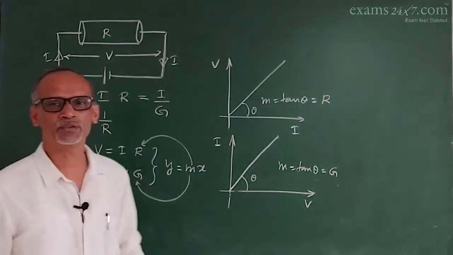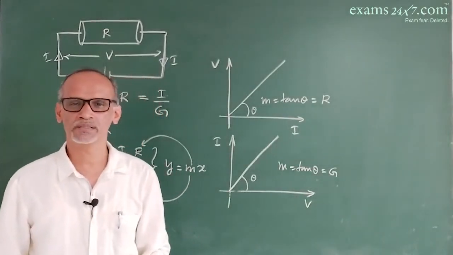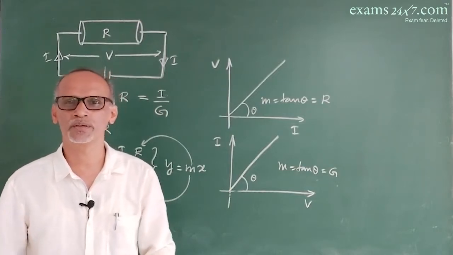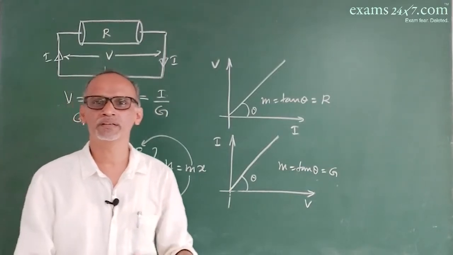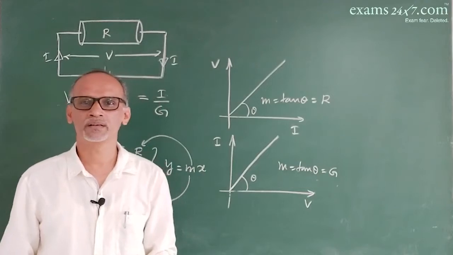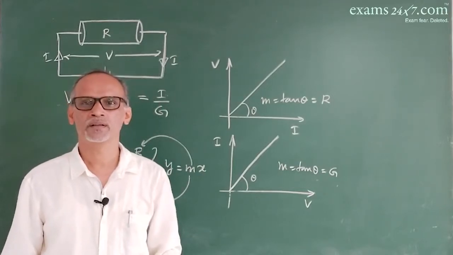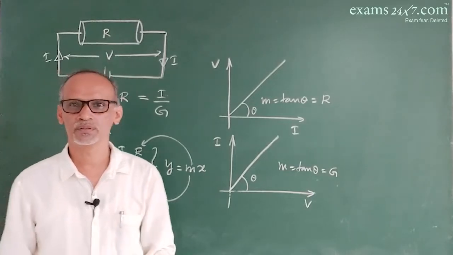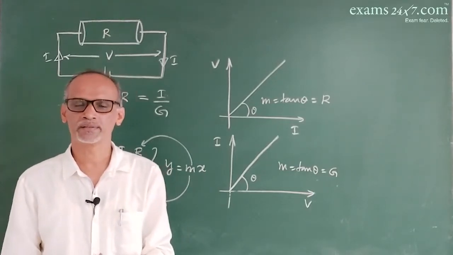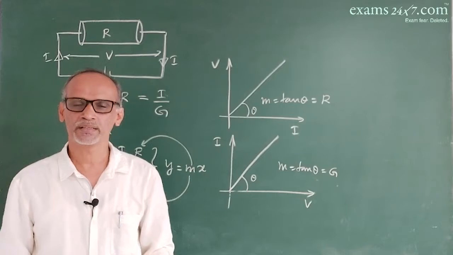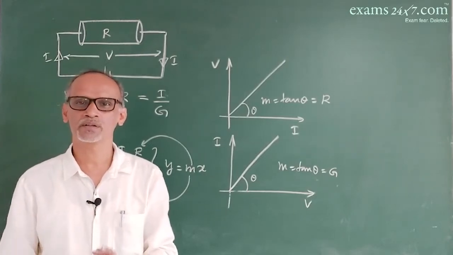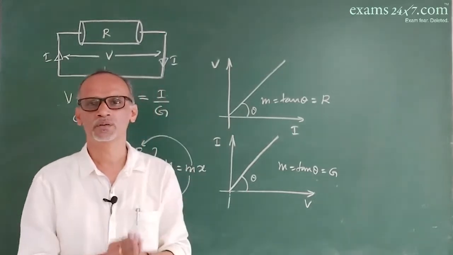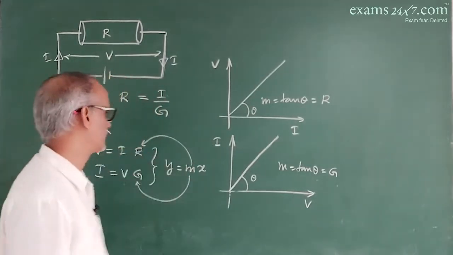The devices which obey Ohm's law are called ohmic devices, like galvanometer, voltmeter, ammeter, and the devices which do not obey Ohm's law are called non-ohmic devices. All semiconductor devices like transistor, diode, then we have pentode, then voltmeter, then superconductor. These are all examples of non-ohmic devices in which Ohm's law is not valid.